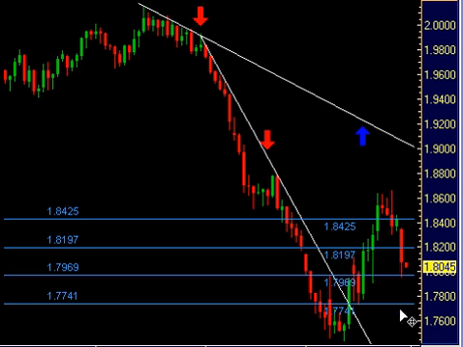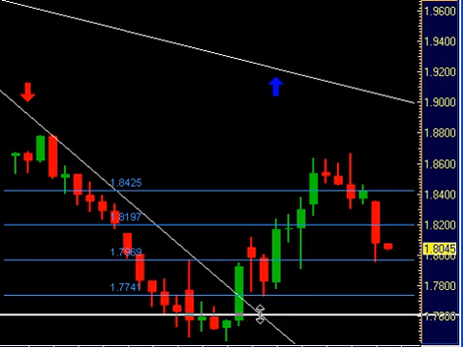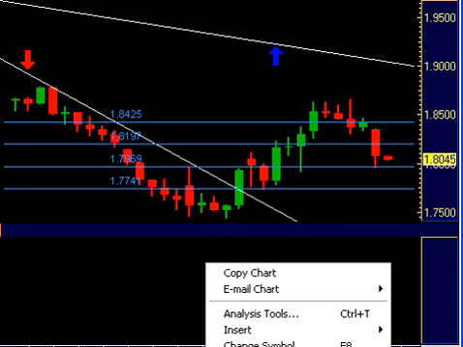Taking in mind that here on this move to the downside, let's zoom in, let's get a little better look here. You still can put this line here. Oh, I'm sorry, I got the wrong kind of line. Close that.